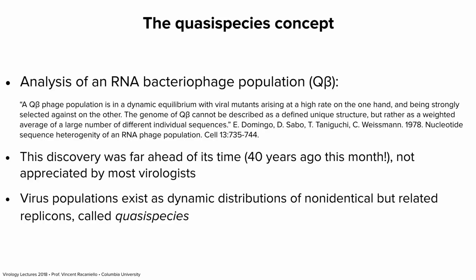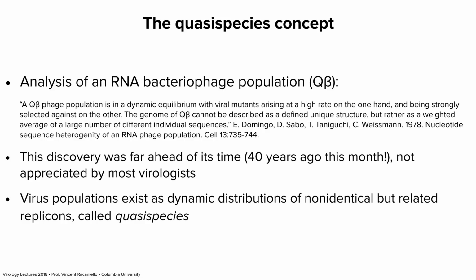And what they wrote is a Q beta phage population is in a dynamic equilibrium with viral mutants arising at a high rate and being strongly selected against. The genome cannot be described as a defined structure, but rather as a weighted average of a large number of different individual sequences. 40 years ago this month, not 50. So I didn't know what this meant. Most virologists at the time didn't appreciate it. It took me many years to understand what they were talking about.